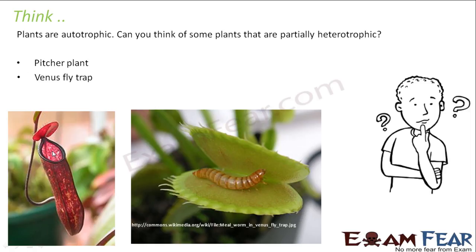Similarly, there is a Venus flytrap. So if you look, this is how the plant looks like. It opens like this. As soon as it gets an insect inside, this lid will close up. And then the insect will be eaten and digested. So these are some examples of plants which are heterotrophic. That is, they depend on other living organisms for their food.